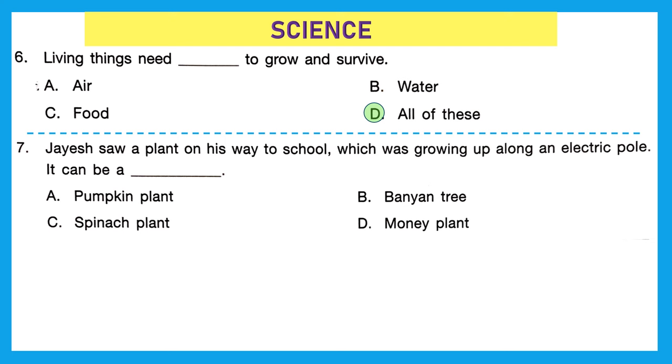So now we know the plant which Jayesh saw, it was money plant. Option D.